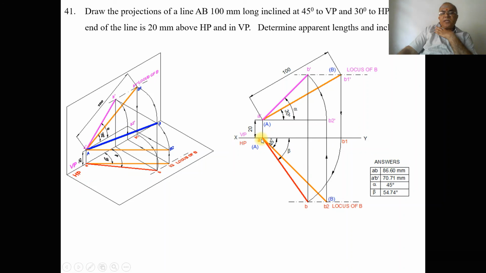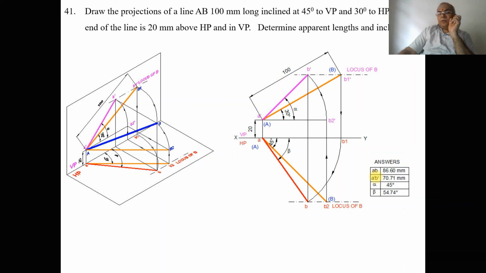Then by using the scale, you measure the length of AB, which will be equal to 86.60 when you are doing it on computer. When you are doing it manually, it will be 87. And then by using the protractor with reference to the XY line, you measure an angle, which will be equal to 55 degrees when you are doing it manually. When you are doing it on computer, 54.74 degrees. So this is going to be the final answer which you need to write.